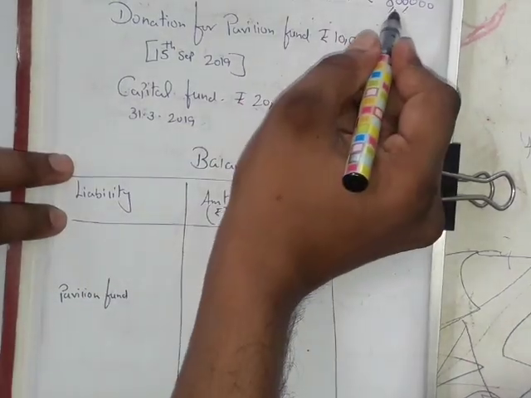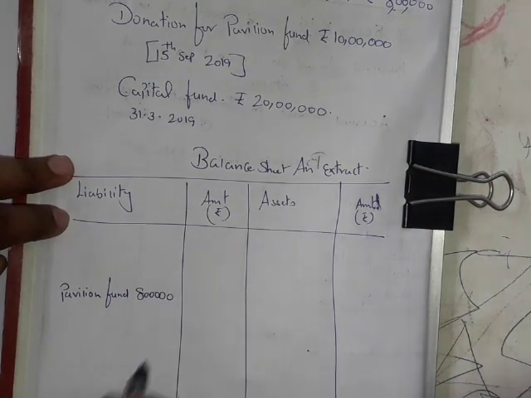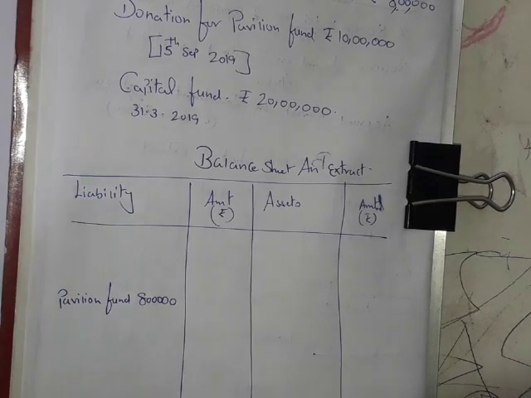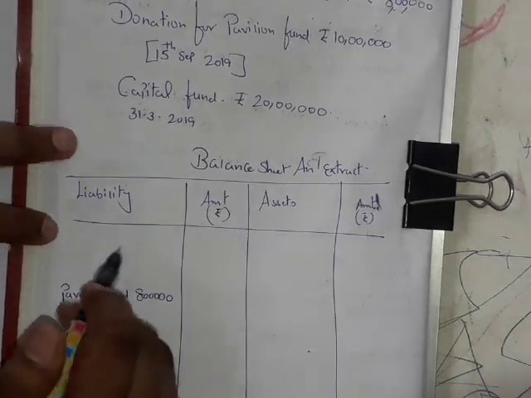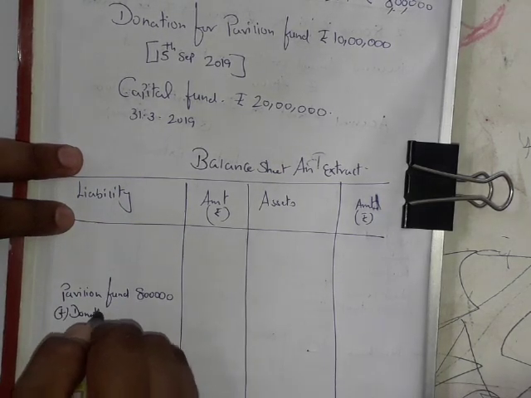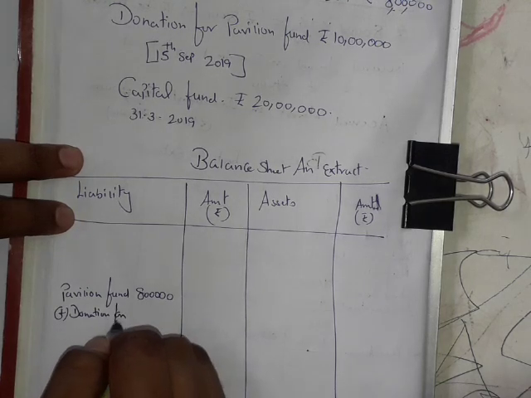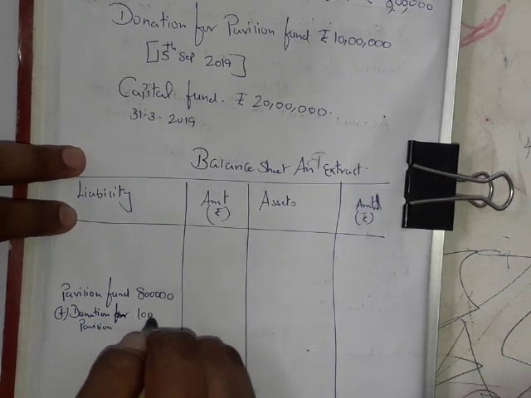What is the amount of pavilion fund you have? 8 lakhs. So record that 8 lakh. Now, what is the donation amount that you have towards this pavilion? The donation amount towards pavilion is rupees 10 lakh. So add the 10 lakhs with this pavilion fund. Donation for pavilion, 10 lakhs.